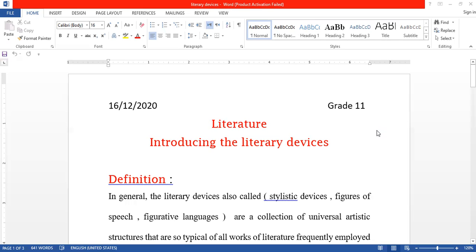You know that for any literary work of art, there is a certain message that the writer wants to convey to the reader. So these stylistic devices, or literary devices, will help the writer and make it easier for the reader to understand the main idea of any given work of art. Now, please, you will have to read the definition.